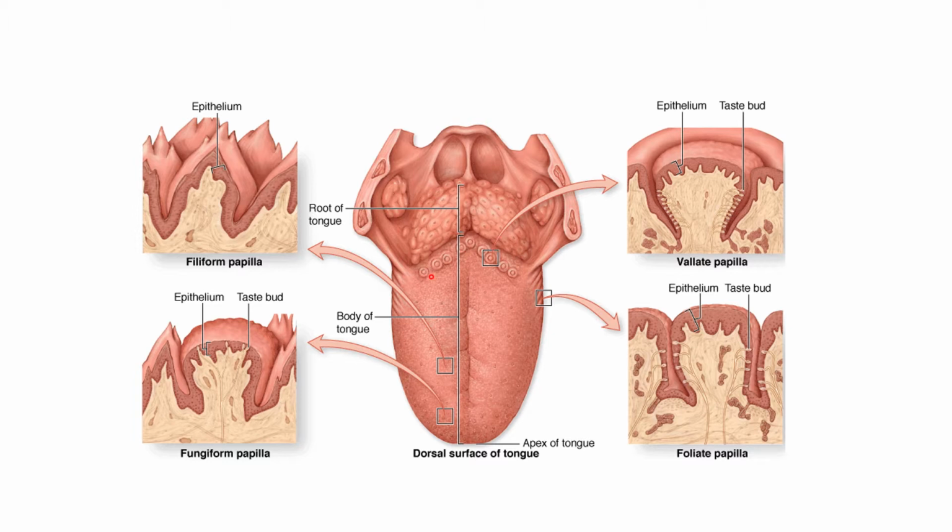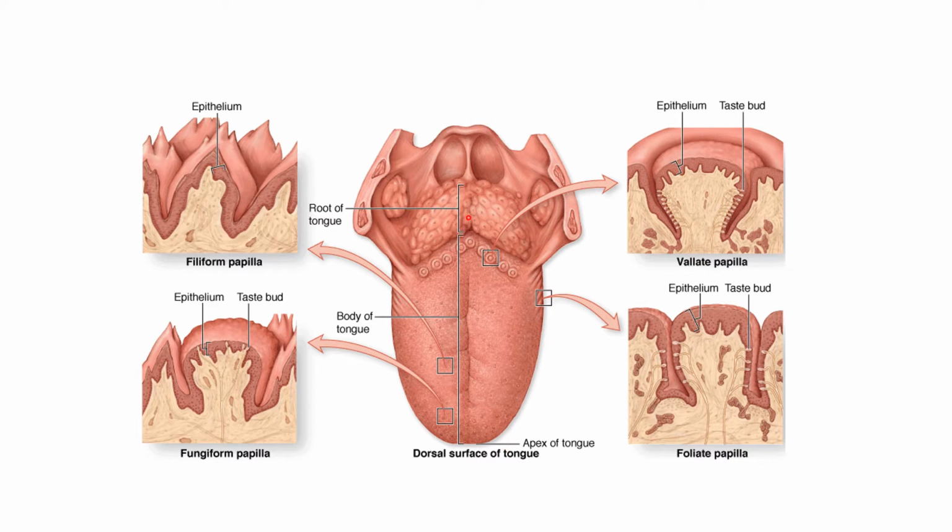And the elevations which you are seeing in front of the sulcus are the papillae present on the tongue. These are the vallate papillae. And behind the sulcus, you can see some more elevations like mulberry things. These are the lingual tonsils which are present on the dorsal aspect of the tongue. What we are seeing here is the dorsal surface of the tongue.